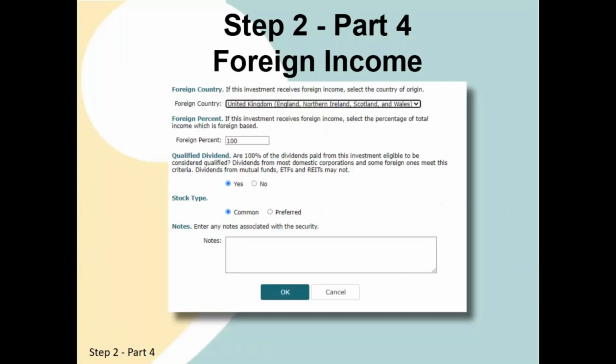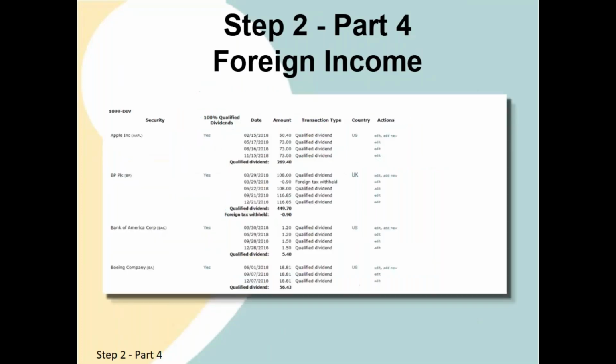After you select the country, you will see a new box where you'll need to enter the percentage of the dividend that is foreign income. For a stock for a single company like BP, this will be 100%. After you accept the selection, you'll be taken back to the form and you'll see that the symbol for the United Kingdom has been filled in. It is UK.